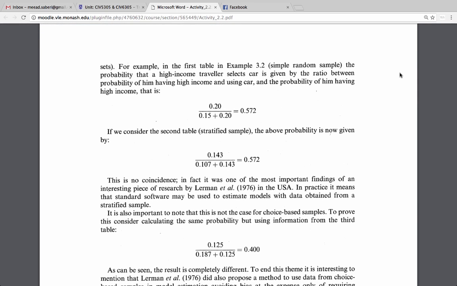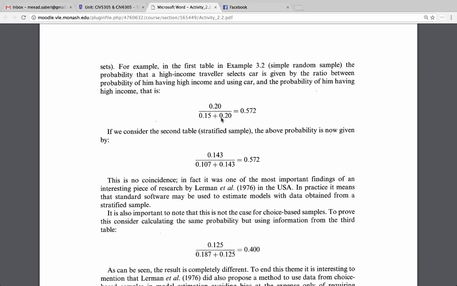In the second part of this activity, we'll go over a very interesting property of random samples and stratified samples. It is relatively easy to get the probability of someone being high income selecting a car. This can be calculated by taking the probability of the traveler being high income and using a car divided by the probability of being high income.